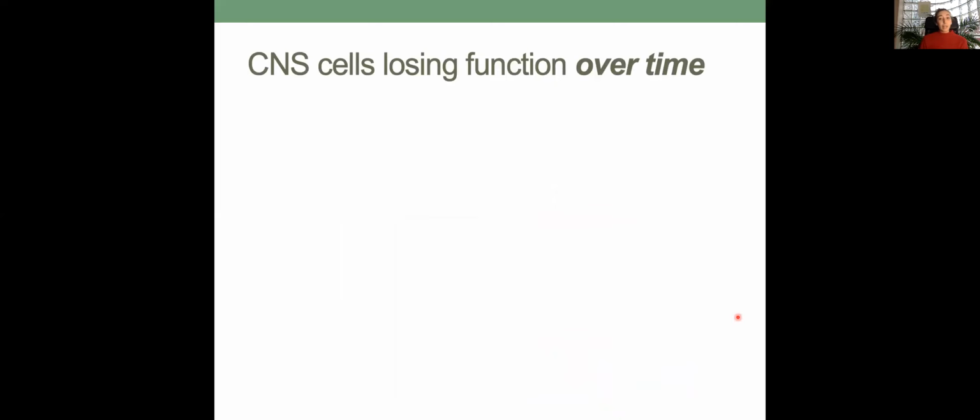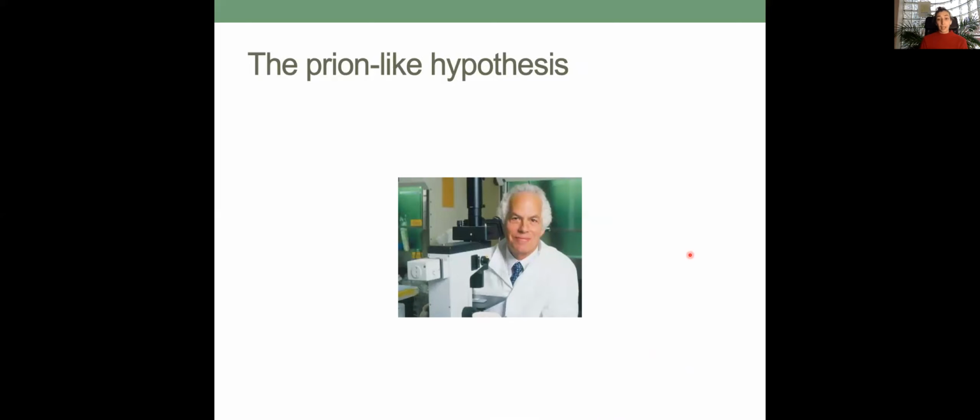Again, I want to bring us back to this working definition we have, that CNS cells lose function over time. A big question, though, has been how does this over time piece occur? How does this pathology spread? And we still don't have all the answers to this question, but I want to talk about one hypothesis that has been gaining evidence for several years now. And this is the prion-like hypothesis, which was first described by this man here, Dr. Stanley Prusiner.